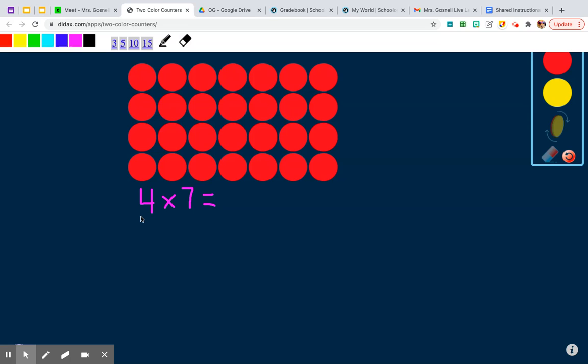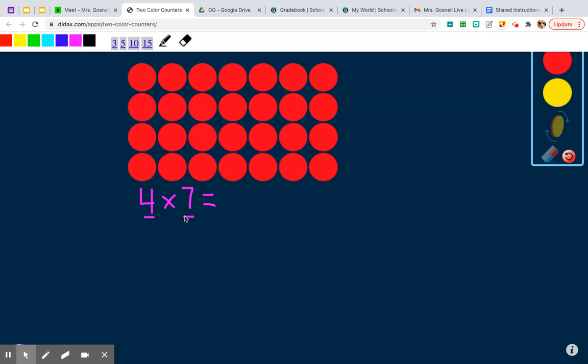So let's pay close attention to the jobs of each of these factors. Remember, factors are just the two numbers that you're multiplying. In this case, our factors are 4 and 7. 4 represents the number of rows. Notice 4 here and notice 4 rows here. 1, 2, 3, 4.